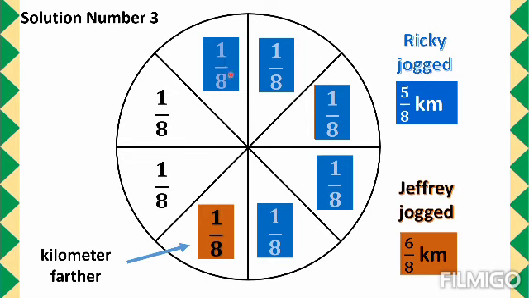And since Ricky jogged 5/8 kilometers, we just count up to 5 parts. And Jeffrey jogged 6/8 kilometers, so we just count up to 6 parts. So we have one remaining part here, and that is the answer. Each part is 1/8, so the difference in the distance of their jogging is 1/8. Okay, so 1/8 kilometer farther.